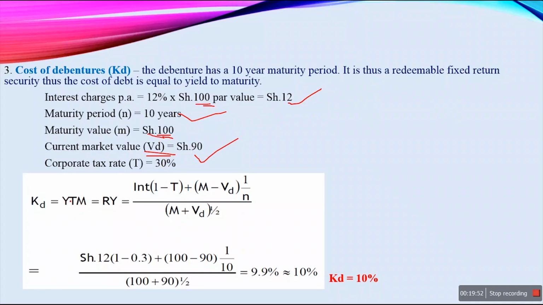Replacing that in our formula, this is what we have: interest into 1 minus t, plus M minus VD multiplied by 1 over N, then divide this by M plus VD multiplied by 1 over 2. When you replace that in the formula, remember this is multiplication, you multiply by that, you multiply by that. It is not a power. Then when you get the solution here, don't forget to multiply it by 100 in order to represent it in percentage, and that will give us a cost of debt of 10%.